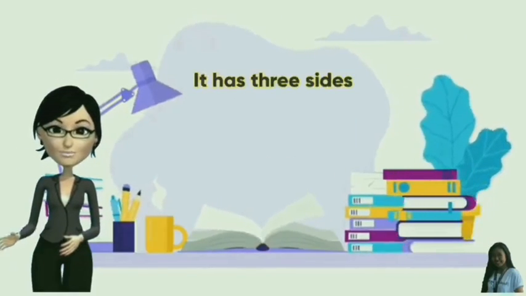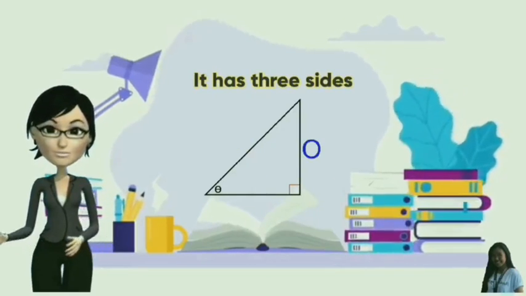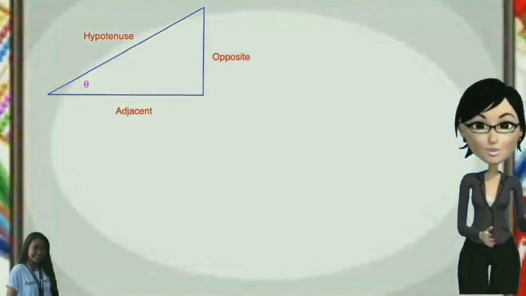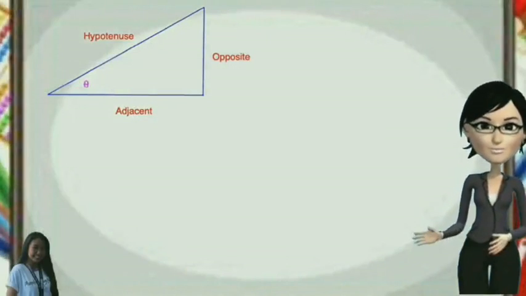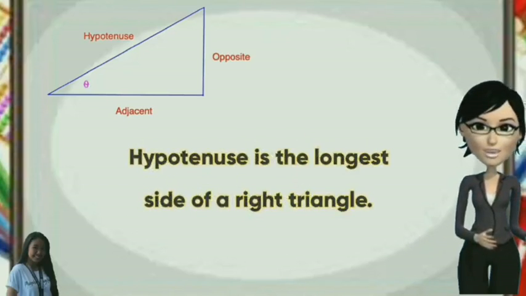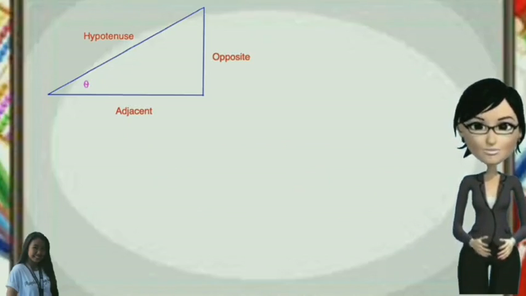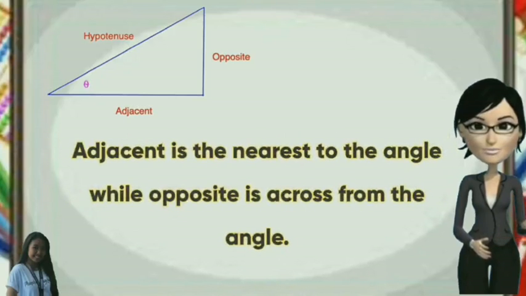A right triangle has three sides. These are the hypotenuse, the adjacent, and the opposite. We can easily determine the hypotenuse because it is the longest side of the right triangle. So how can we determine if a side is the opposite or the adjacent? Simply, the adjacent is the nearest to the angle, while the opposite is across from the angle.